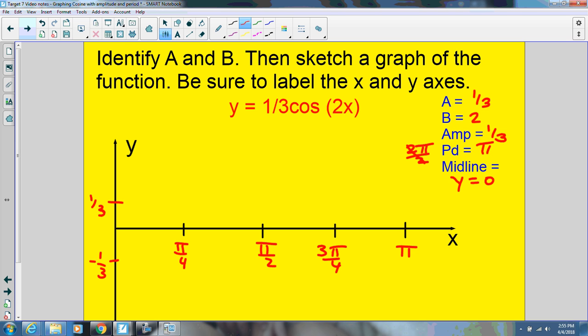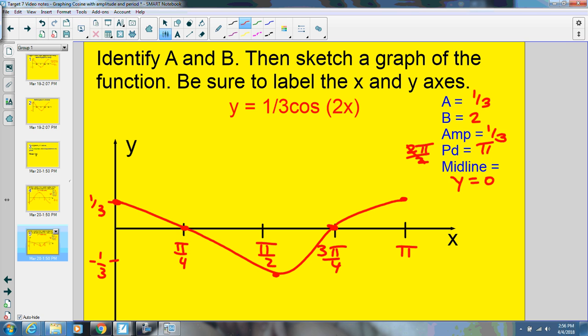Okay, so now I'm set to graph this. So again, the cosine function starts up at its maximum. So we're starting at 1/3, then 0, down to its min, back to 0, back up to the max. Okay, so there's a sketch of that graph.